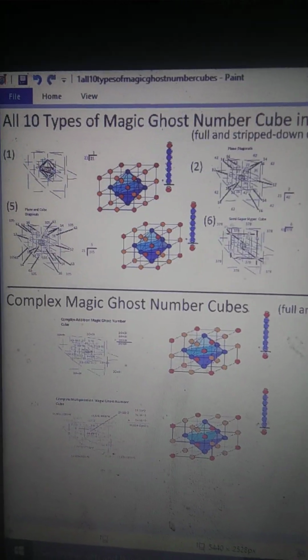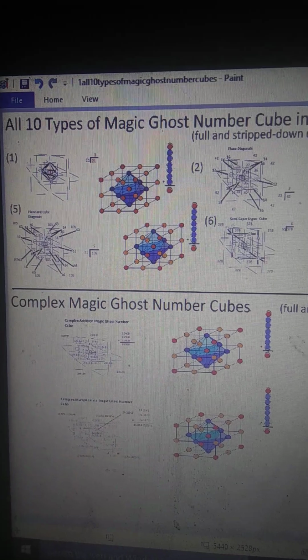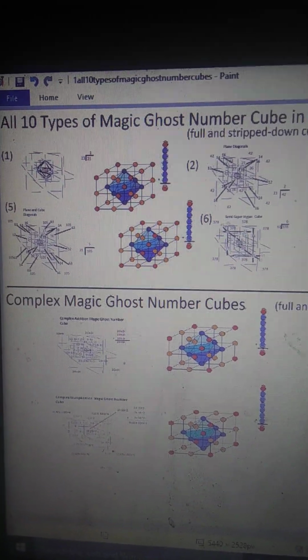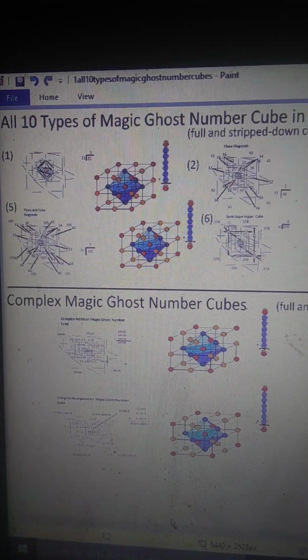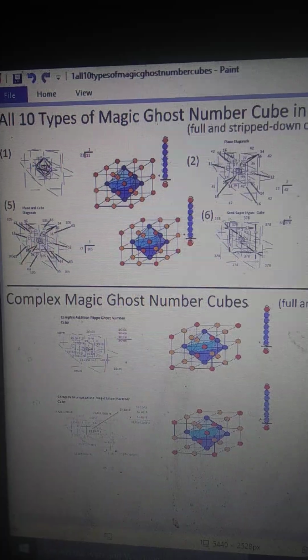I believe that these are the last frontier, but who knows? I'm not going to say that. I like to think that this is some sort of last stage of part of my magic ghost number cubes.